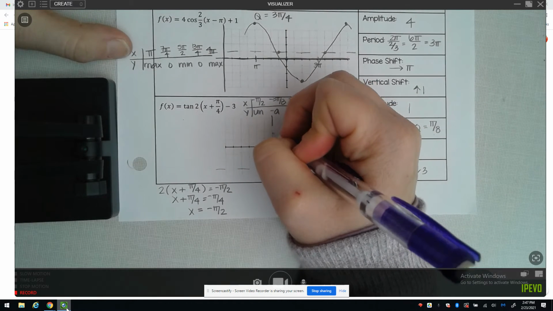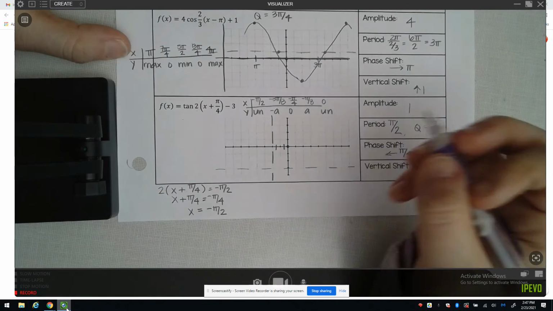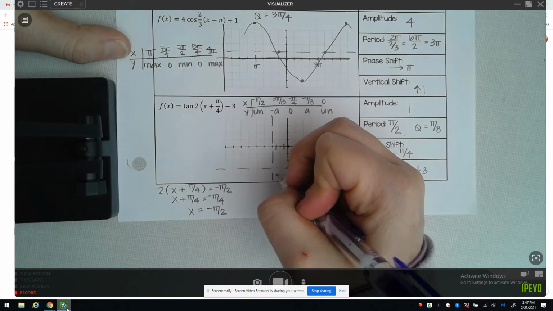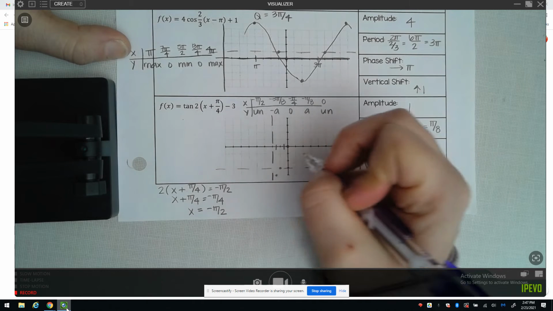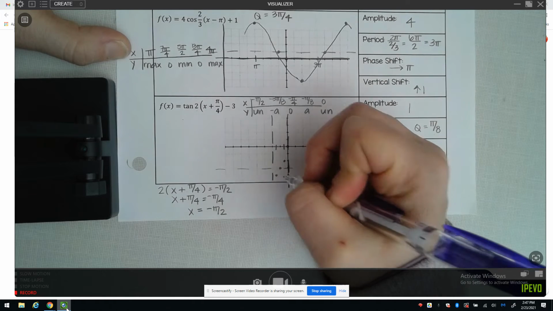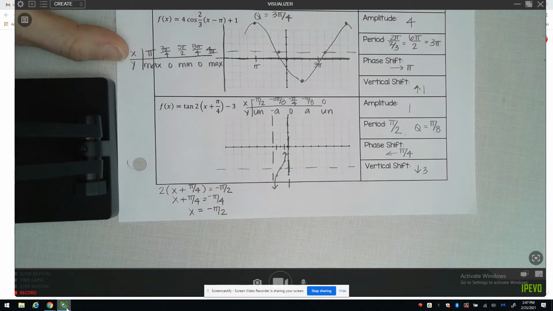So there's negative pi over 2, and these, cut those in half, that becomes negative pi over 8. So at negative 3 pi over 8, I'm going to go down 1, back to my baseline, and then up 1, and there's my asymptote. Nice little tangent function.